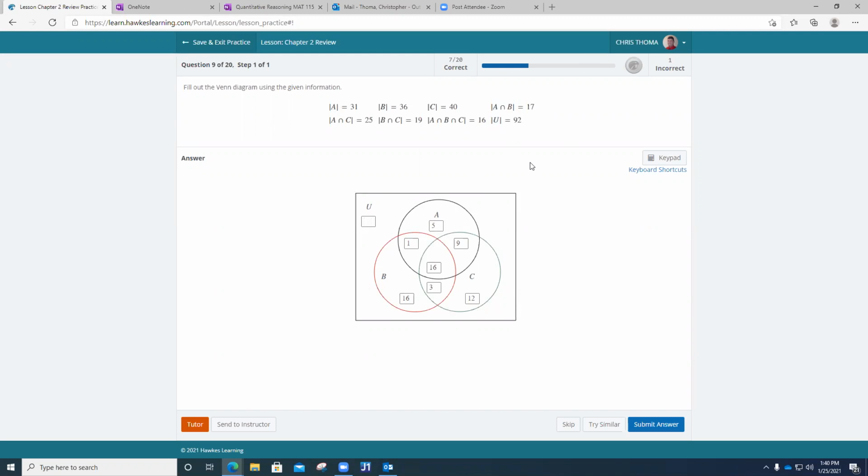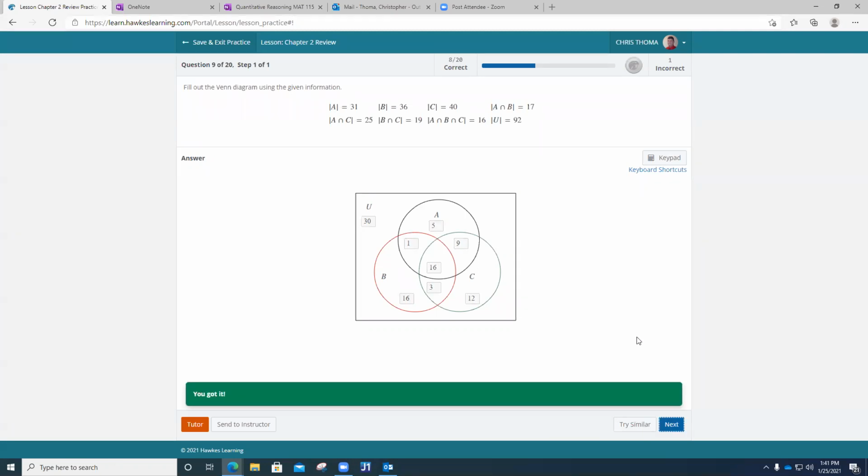So that's why I said be really careful when we put these numbers. U is all the numbers in the box. So they all have to add up to 92, not put 92 on the outside like I just did. So 92 minus, I'm going to minus all the numbers in the circles instead of doing tricks right now because everybody's learning. So minus 5, minus 9, minus 1, minus 16, minus 16, minus 3, minus 12, which gives me 30. So this 30 of the numbers are not inside the circles.